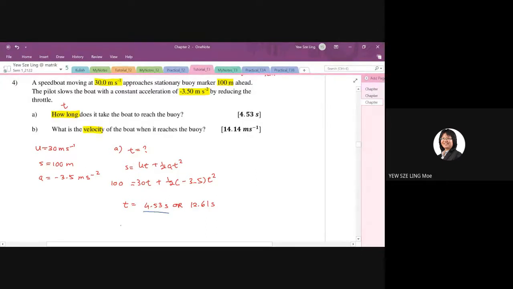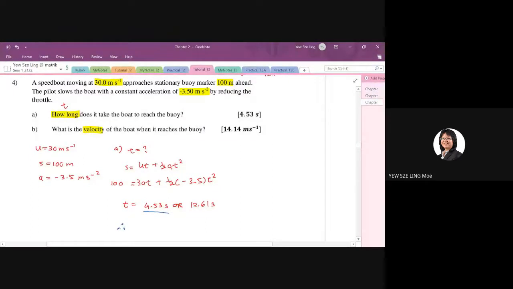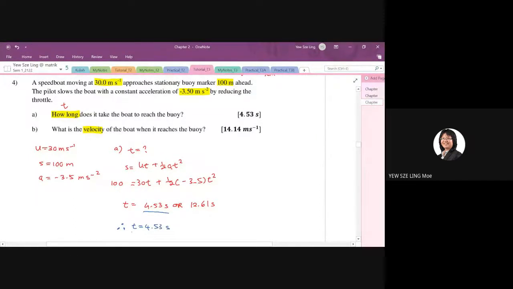Okay, so you need to rewrite one more sentence with these three dots to tell the examiner this is your final answer. So t equals to 4.53 seconds. This is our final answer. Okay, you need to choose one. You cannot leave two values in your final answer.